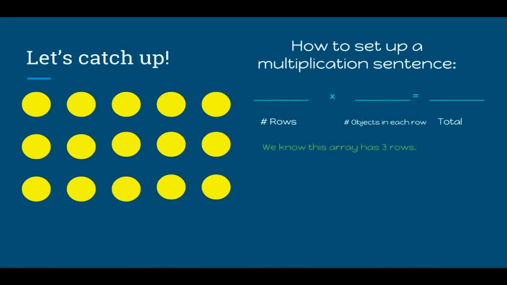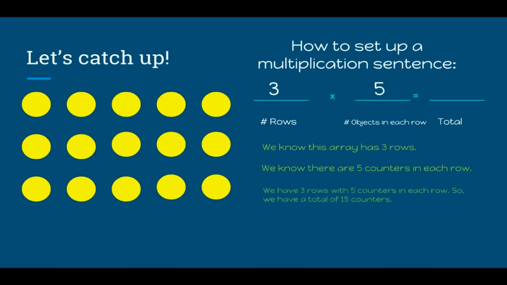We know that this array has 3 rows. Let's put a 3 there. We know that there are 5 counters in each row. We'll put a 5 there. We have 3 rows with 5 counters in each row. We do 3 times 5, and we get a total of 15 counters.